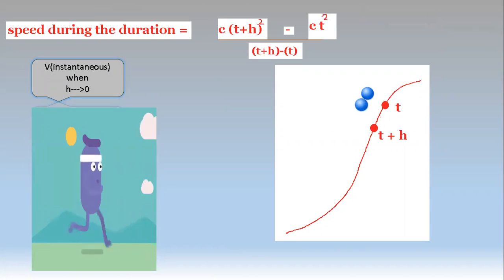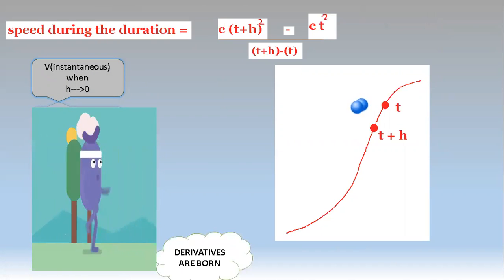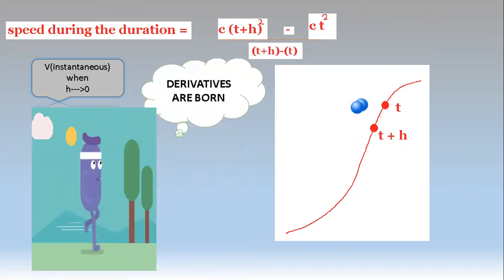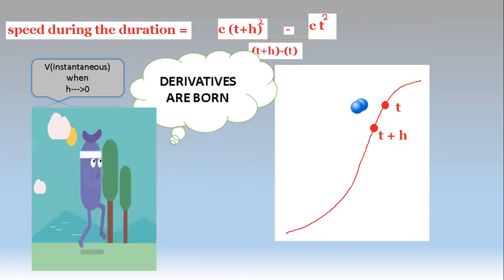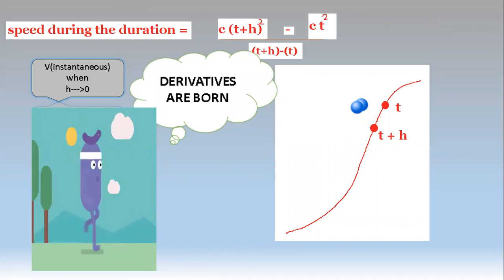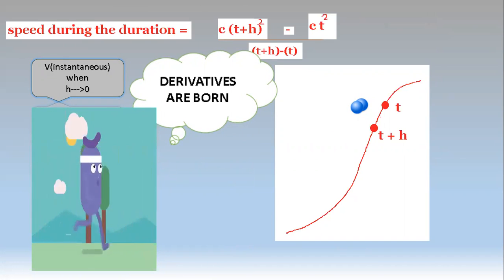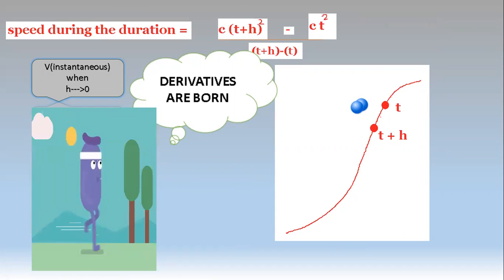What she says is that when the blue dots coincide, my h becomes zero. h becomes really, really small, and that is when the derivatives are born, when t and t plus h begin to coincide. So the speed of the duration actually gives me the speed of the instant. My God, that's quite an achievement.